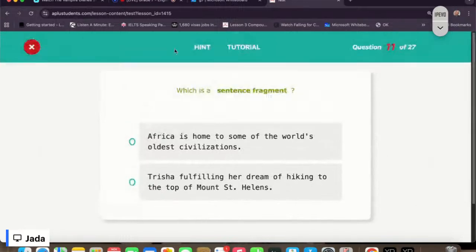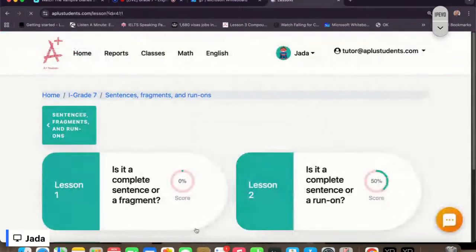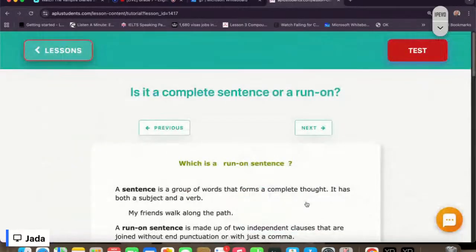All right, let's move on to the next lesson. So make sure you complete this if you haven't done it, okay? So next one we have, is it a complete sentence or run on?